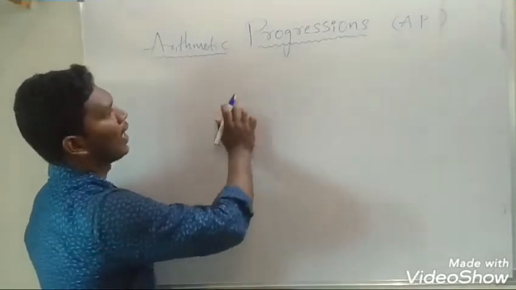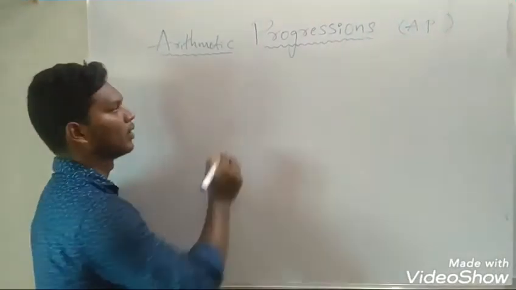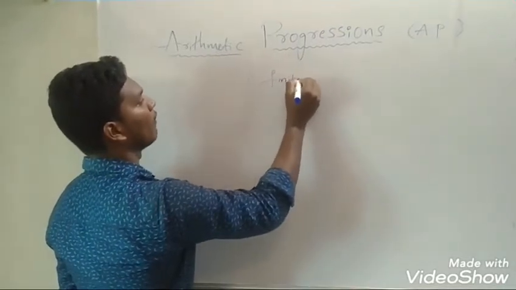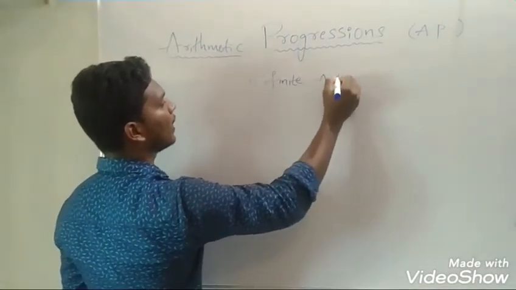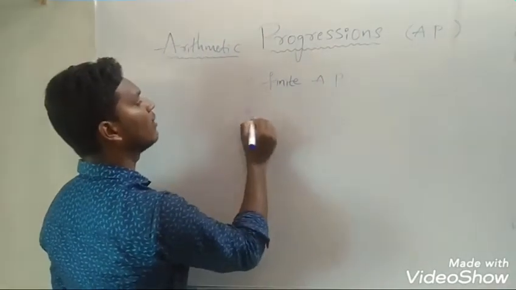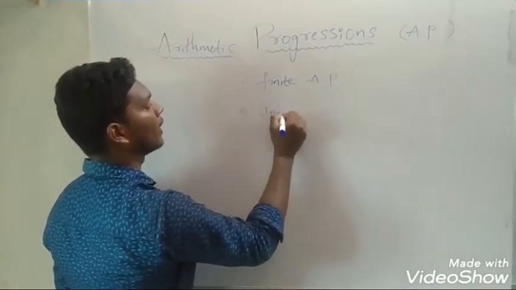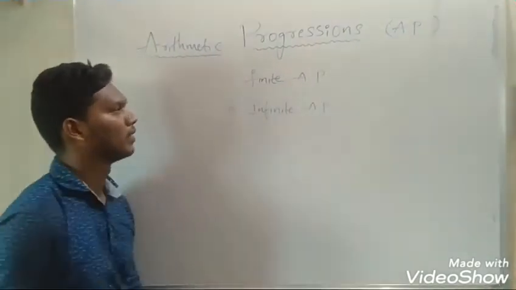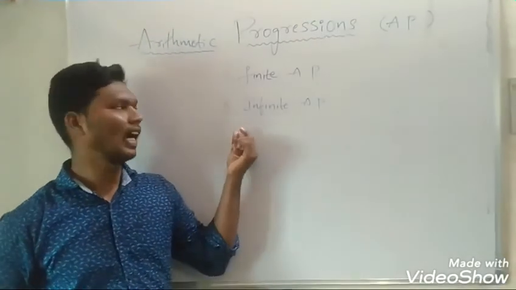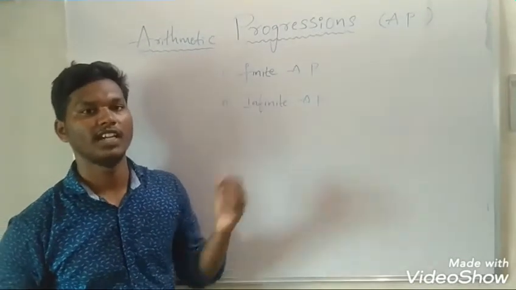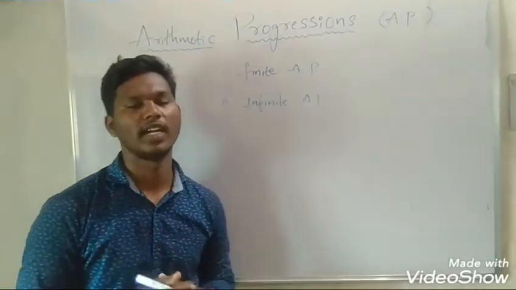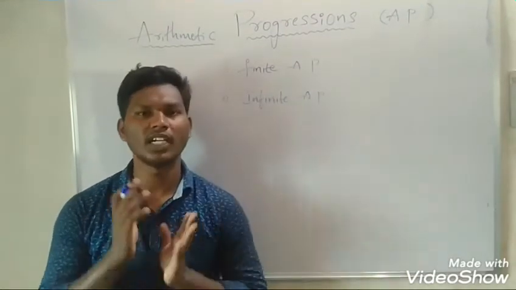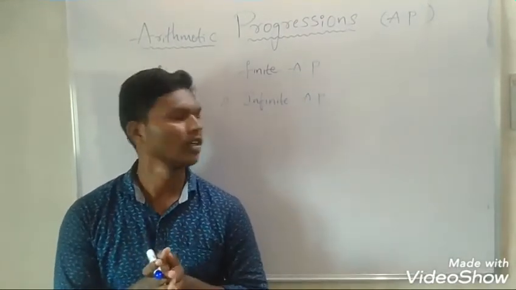Okay friends, arithmetic progressions are of two types. The first one is a finite AP, and the second one is an infinite AP. I think you already know the meaning of finite and infinite. Finite means the exact value. Infinite means we can't say a particular number.